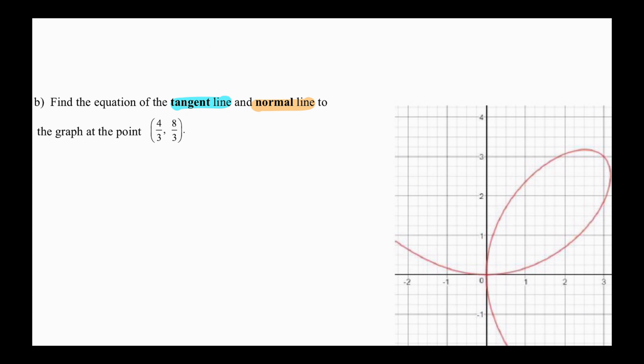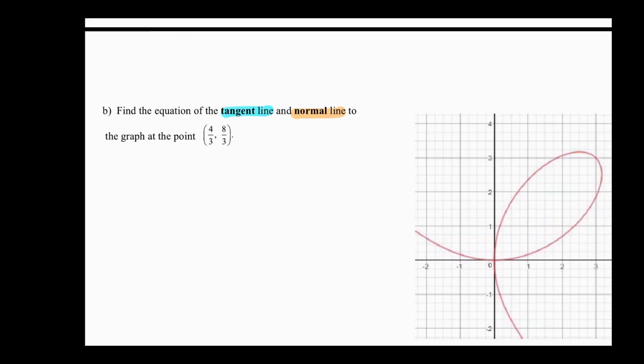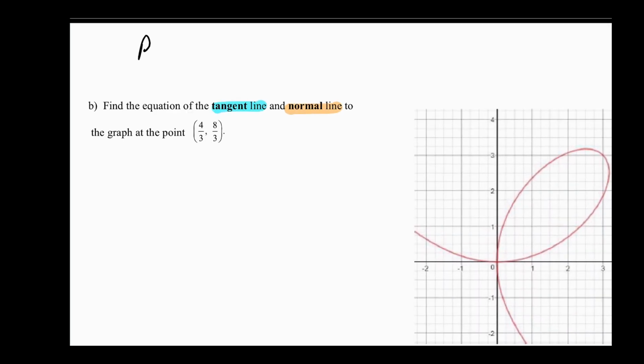So does anyone know, parallel lines, right? Lines that never cross. What's true about their slopes? They're the same. They're exactly the same, right? What's true about perpendicular lines? There you go. Very good. Perpendicular lines. Let's write that down.